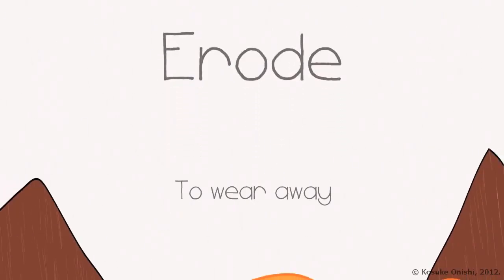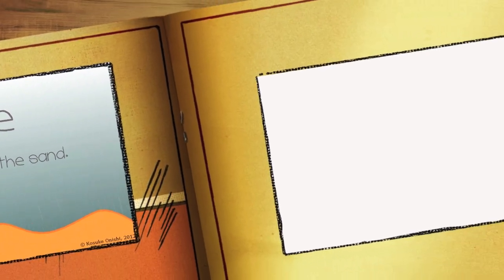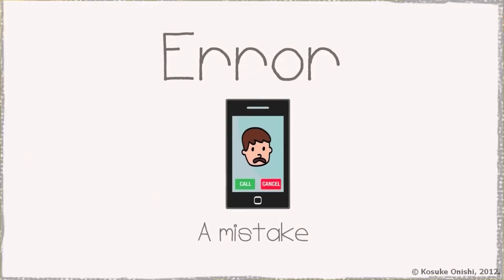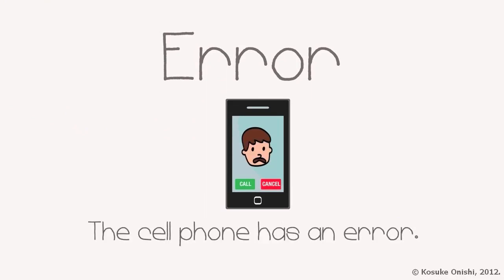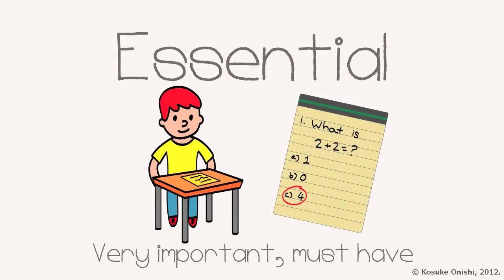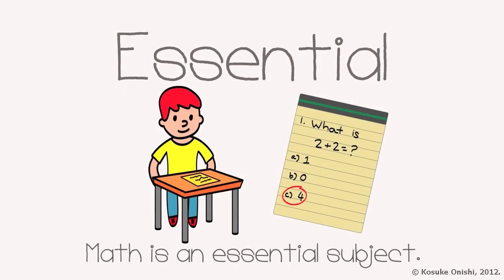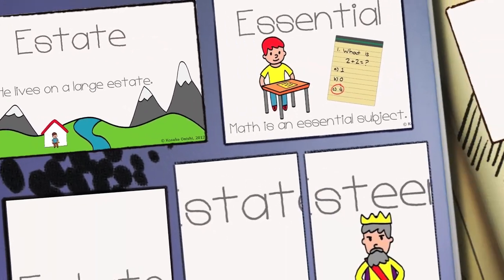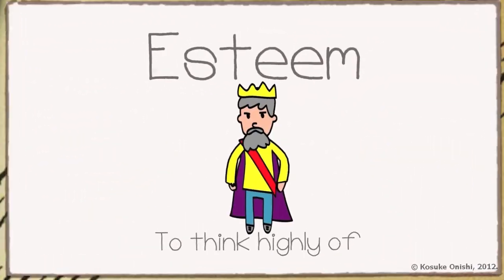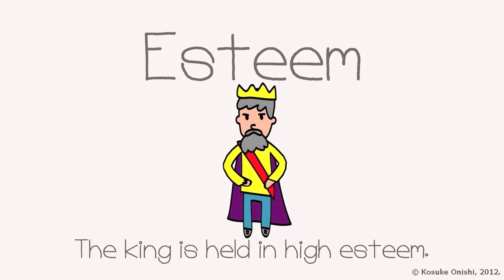Erode, wear away. The rain will erode the sand. Error, a mistake. The cell phone has an error. Essential, very important, must have. Math is an essential subject. Estate, one's property. He lives on a large estate. Esteem, to think highly of. The king is held in high esteem.